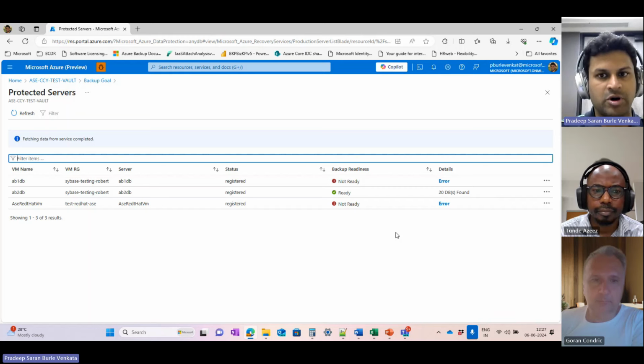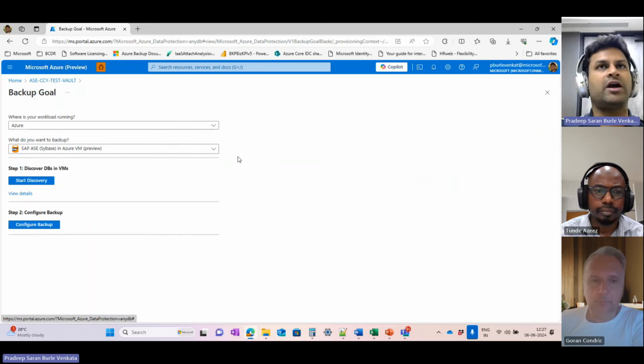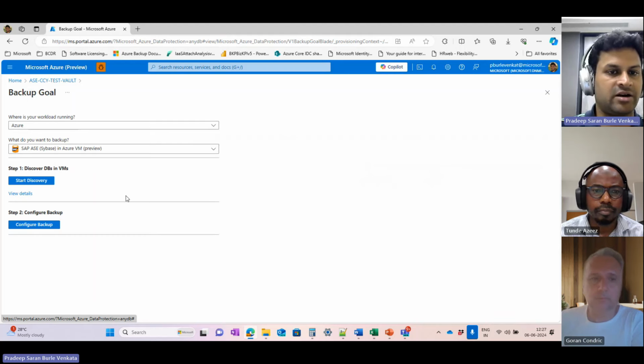We let the user know about that, and we also mention how many databases we were able to discover and protect. Then the customer can choose, "I don't want all my databases to be protected, you can just protect these two critical ones." So they can choose, get started, and then configure backup.